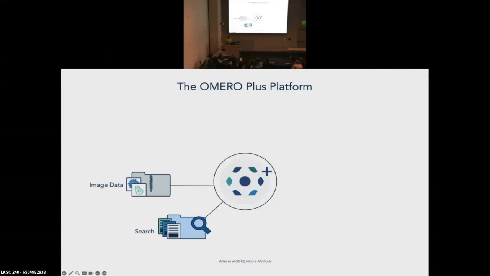We have some search indexes that allow you to find the images that you care about. So maybe you're searching by something in the file name or some metadata that you have. But ultimately, if you have the data under management, you might want to be able to search for it.